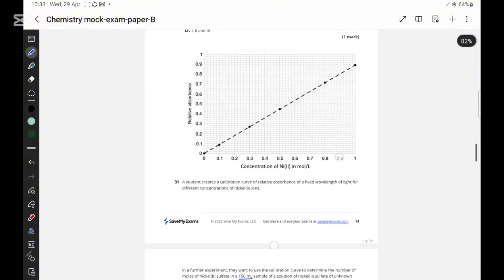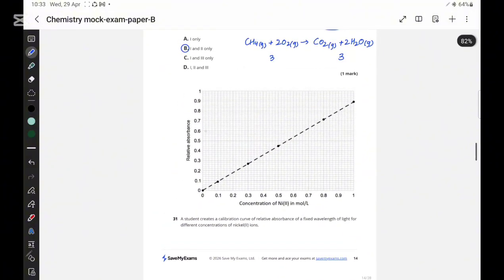So if we see this curve, the relative absorbance is 0.6, and if we are going to plot a graph here, the moles come out to be around 0.66.